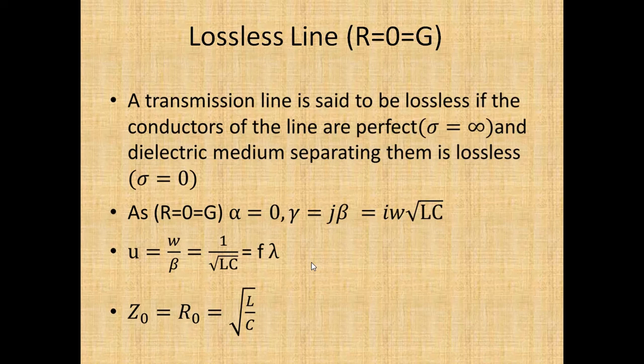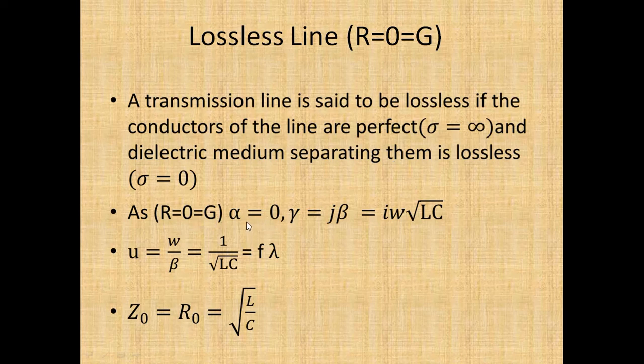Lossless line. What is a lossless line? The line in which R is 0 and G is 0 is called a lossless line. A transmission line is said to be lossless if the conductors of the line are perfect, sigma equal to infinity, and the dielectric medium separating them is lossless, that is sigma equal to 0.